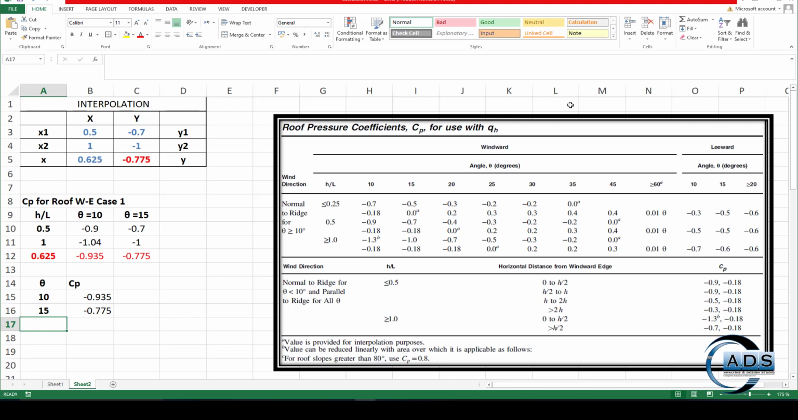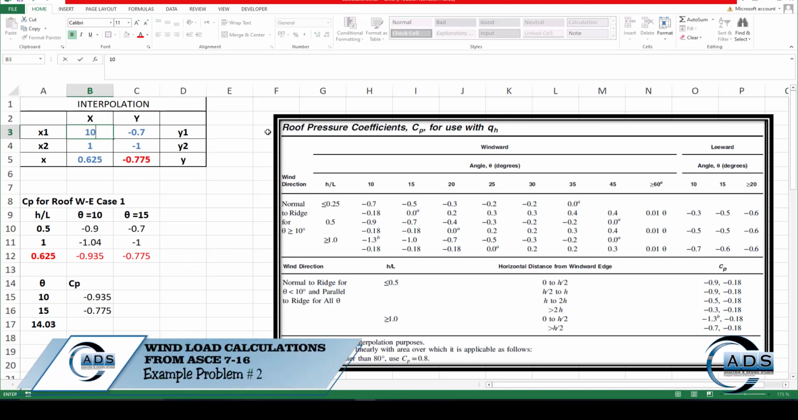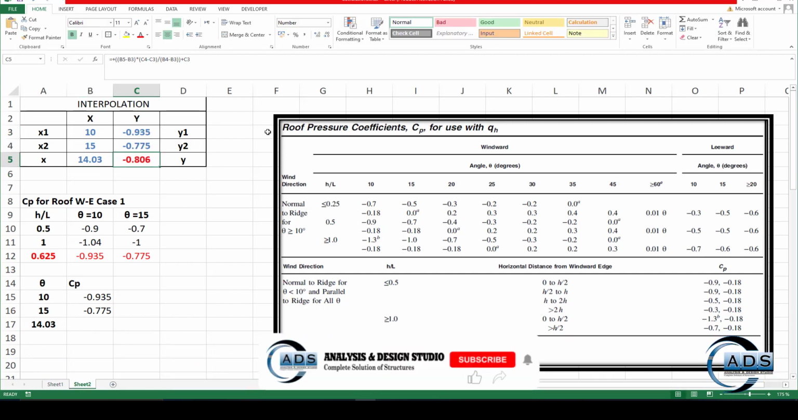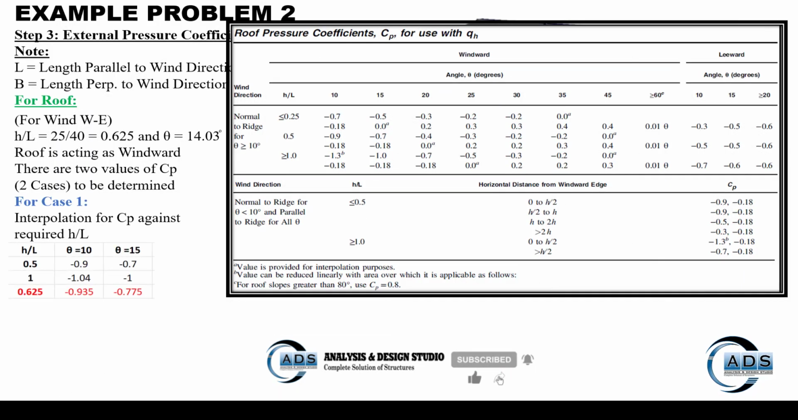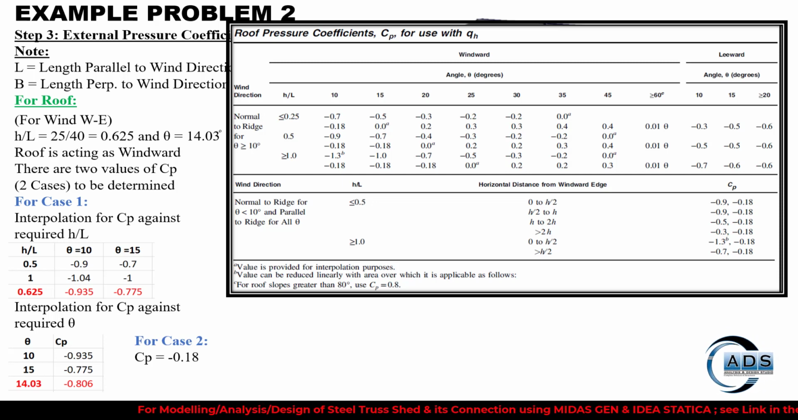And for our desired theta 14.03, let's do the interpolation: 10, 15, 14.03, minus 0.935, minus 0.775. So our desired value is minus 0.806. So after interpolation, we will get these values. Now for case 2, we can see that all the values are the same, which is minus 0.18. So we do not require any interpolation here.